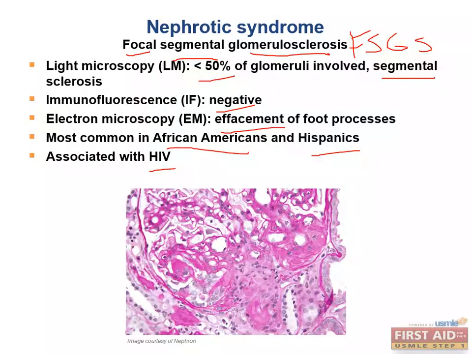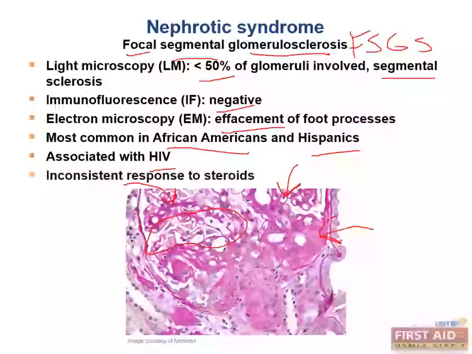And here, when we look at the light microscopy image, this is just one glomerulus, but we see that there is segmental sclerosis. Here is an area of sclerosis, but this area looks pretty normal. And then here's another area of sclerosis as well as here. So we see that it's segmental. And if we were to zoom out and look at all the glomeruli, we would see that less than 50% of the glomeruli would be involved. And lastly, there is an inconsistent response to steroids with these patients. So we try the steroids, and sometimes we'll get a response, but sometimes we don't.